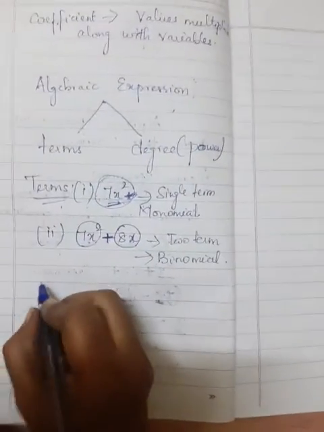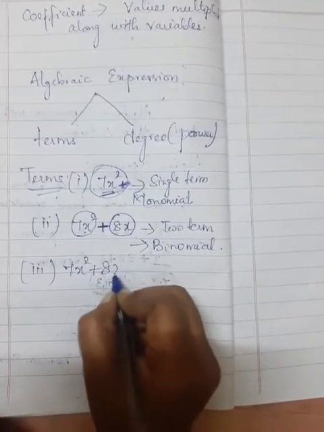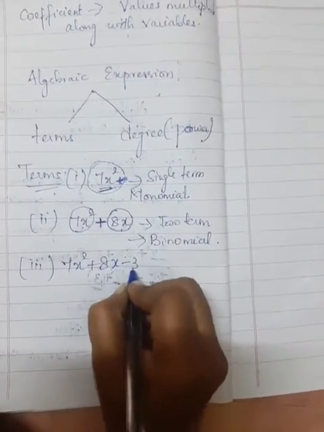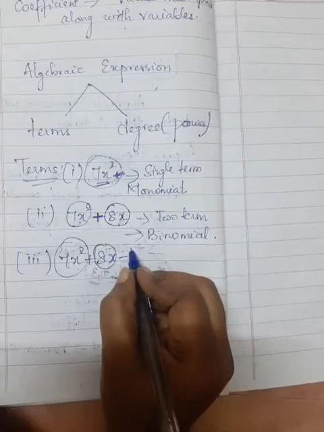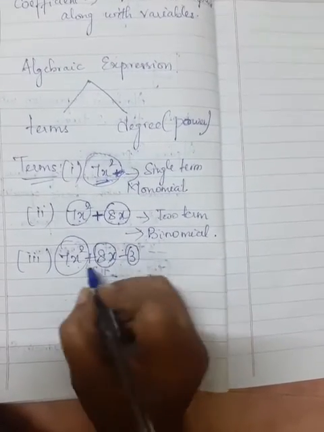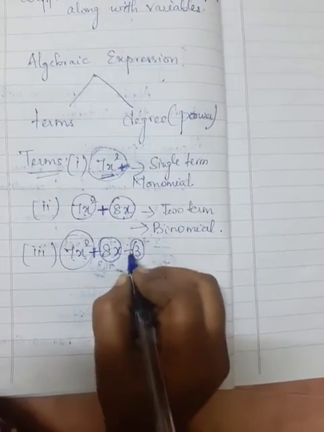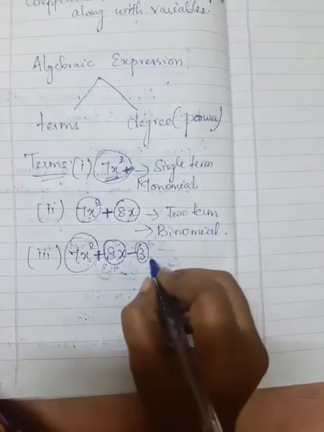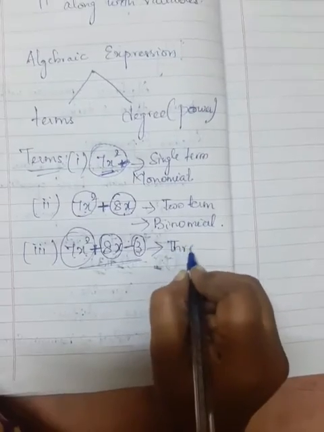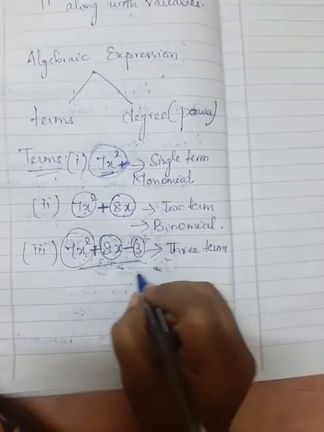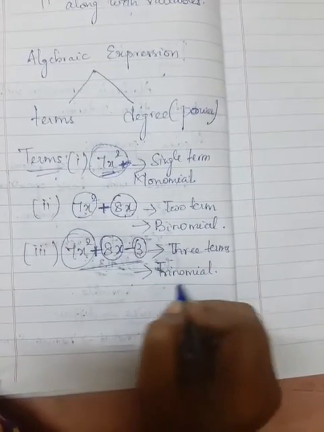Okay, next, the third one. If I have 7x square plus 8x minus 3, now see here, 7x square is one term, 8x is the second term, and minus 3 is the third term. We have three terms here, combined with the mathematical operations plus and minus. So how many terms do we have? Three terms. We call this a trinomial.